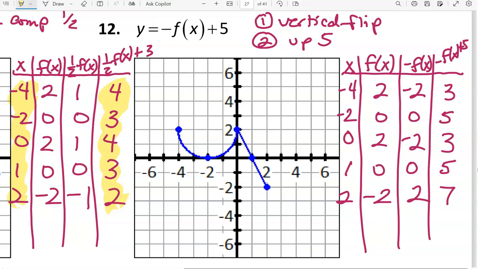Now we're going to graph the x's in the first column and the y's in the second column to give us our ordered pairs for the graph of the transformed function. Negative 4 comma 3, negative 2 comma 5, 0 comma 3, 1 comma 5, and 2 comma 7. And there's the graph of the transformed function.